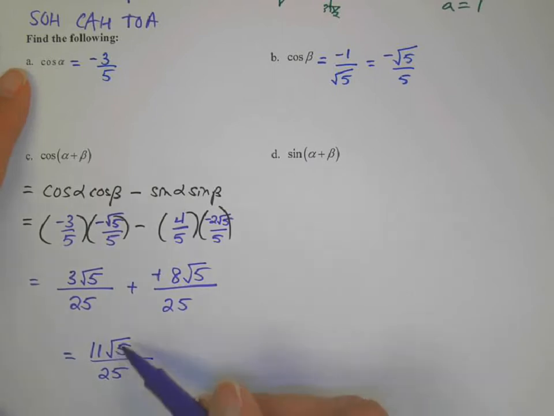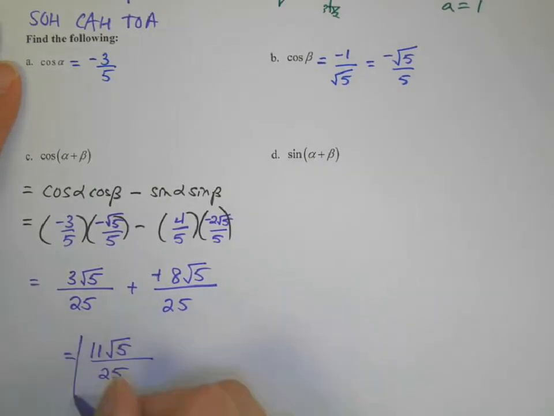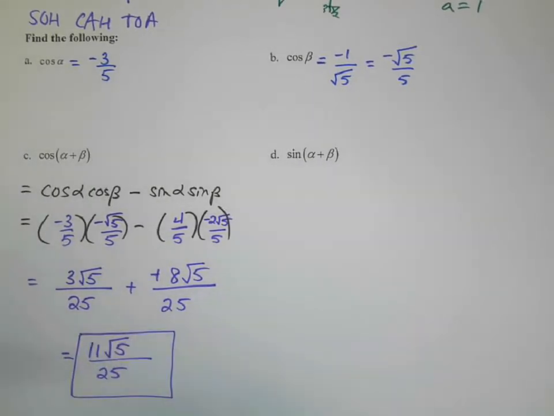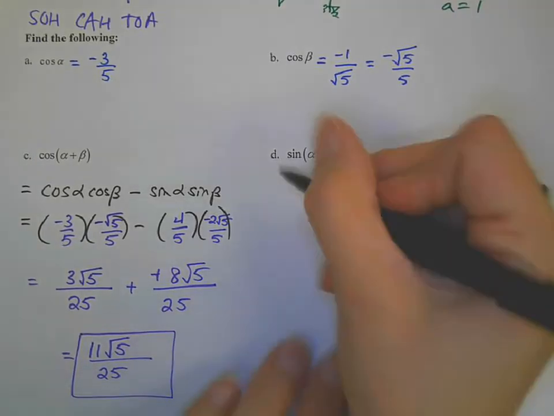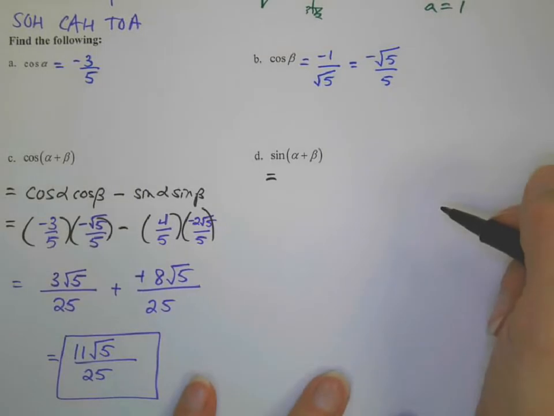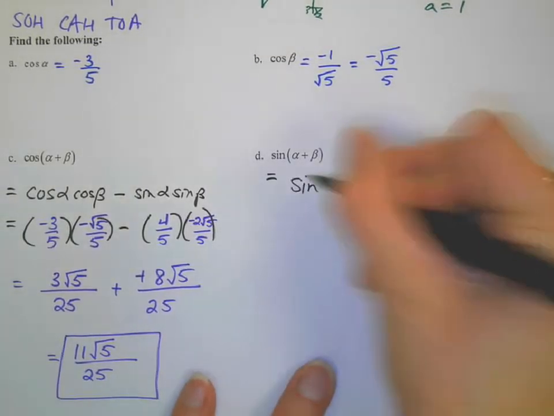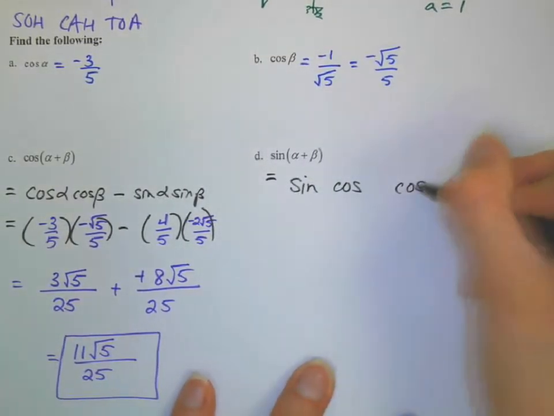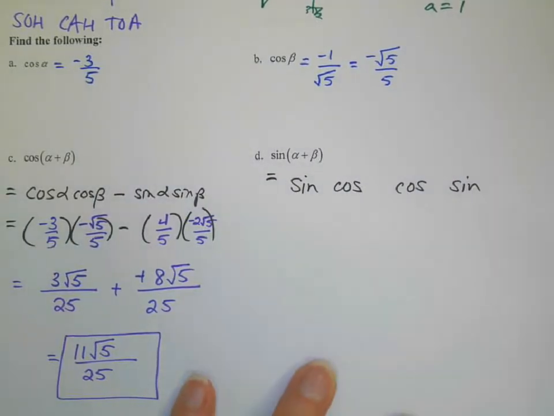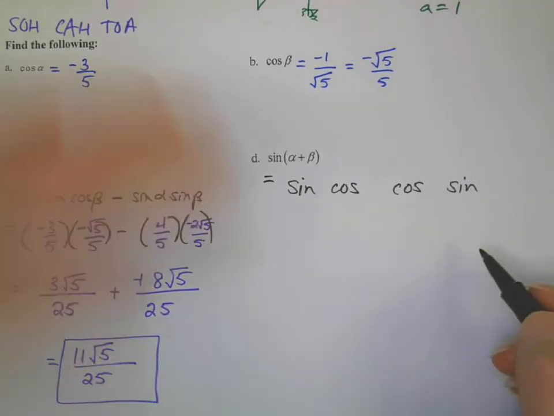No, not legal. A radical would cancel with a radical, a plain number with a plain number, a letter with the same letter. So this is the answer. Alright, let's try it again. Oh wait, we have to sing a sine song first. How does that sine song go? Sine, cosine, cosine, sine. Sometimes I just sing the song and then I put the letters in next.